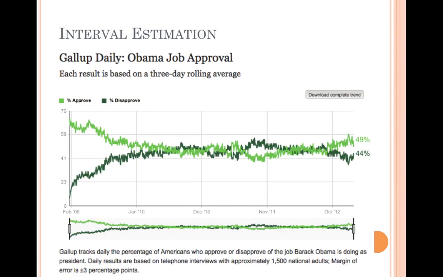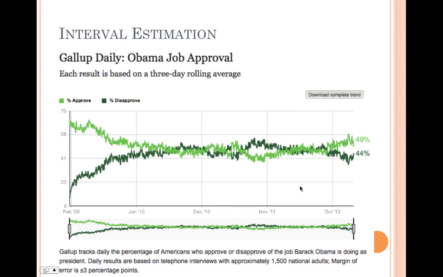Let's look at this, taken from an online website, Gallup.com. Gallup is a very, very well-known organization that does polling, and they poll the approval rating of presidents, and you can find this data all the way back to the 1950s. This is Obama's job approval rating, and you can see that each result is based on a 3-day rolling average.